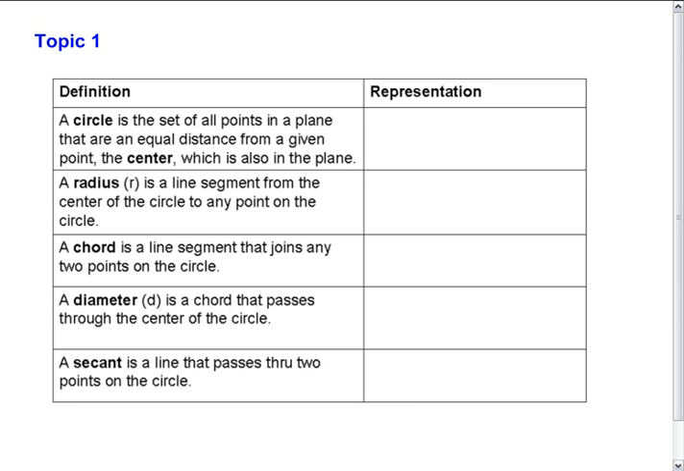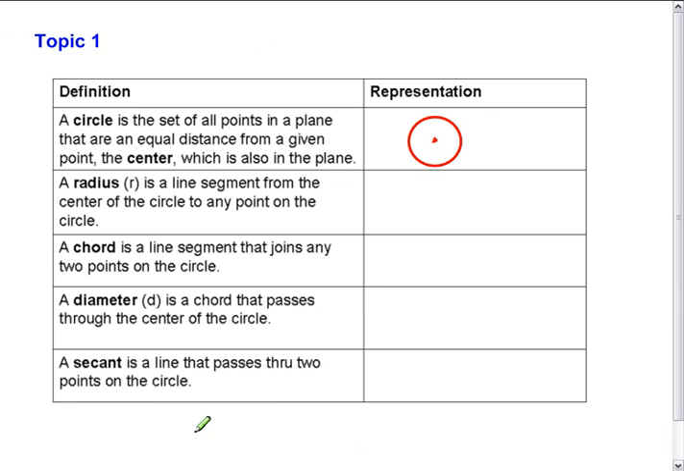And our first definition is a circle, and a circle is the set of all points in a plane that are an equal distance from a given point called the center. So there's your circle, and your center is in the middle.